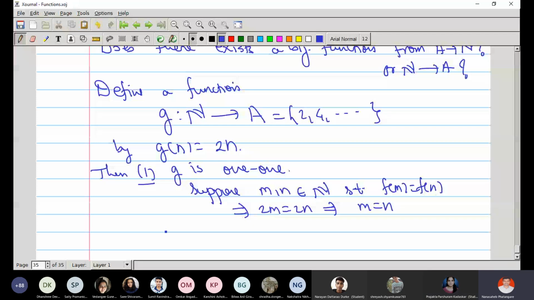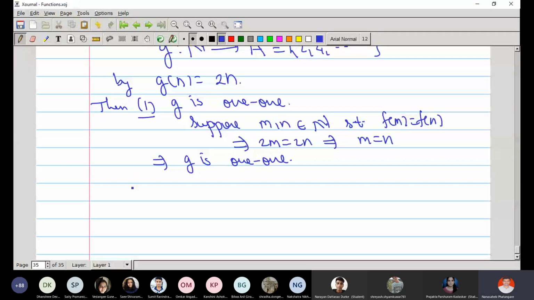For any m and n this is true, therefore we can say g is 1-1 function. For example, 1 goes to 2, 2 goes to 4. That means distinct elements go to distinct elements. So that is clear. Now, is it onto? How to prove that it is onto?